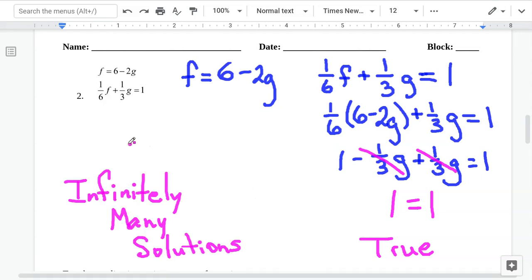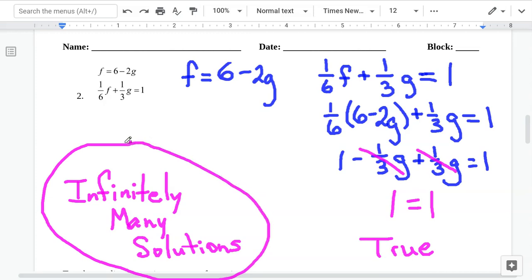What that means for us is that there is an infinite amount of solutions, but it does not mean every point that we can think of is a solution. It means there are a lot of ordered pairs that we can find that are going to work for both equations. And the reason for that is, if you recall from graphing, we have the same line twice. Both of these equations are actually the same.